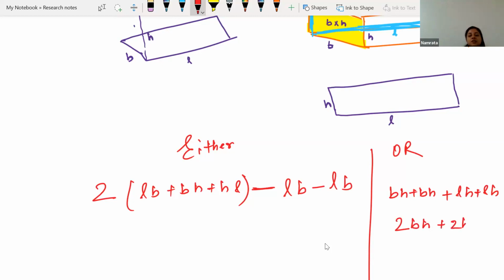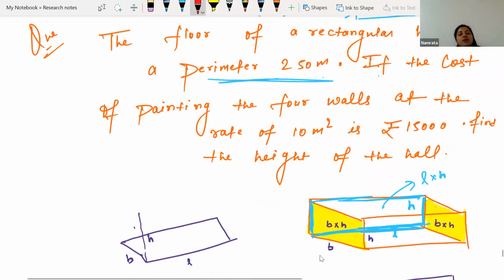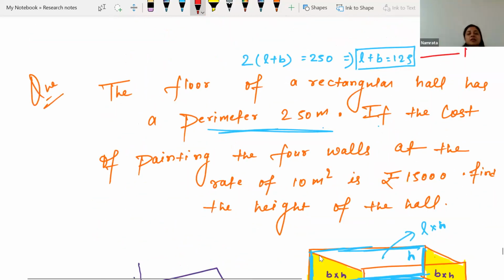2BH, 2LH. Here also, if you open the bracket, you will be able to say 2 times length into breadth plus 2 times breadth into height plus 2 times height into length minus 2 length into breadth. Length, breadth gone. We will have 2H common out, B plus L. The B plus L value we already have in equation number 1, when the perimeter was given as 125.